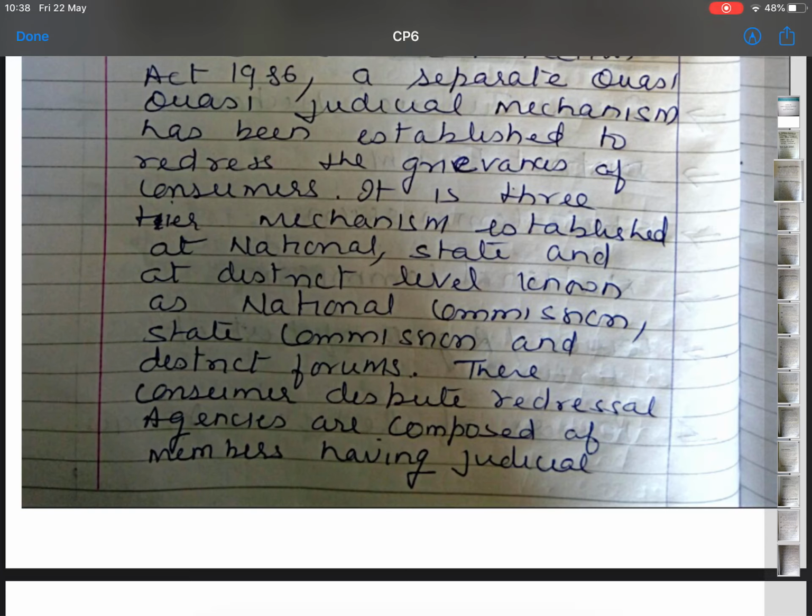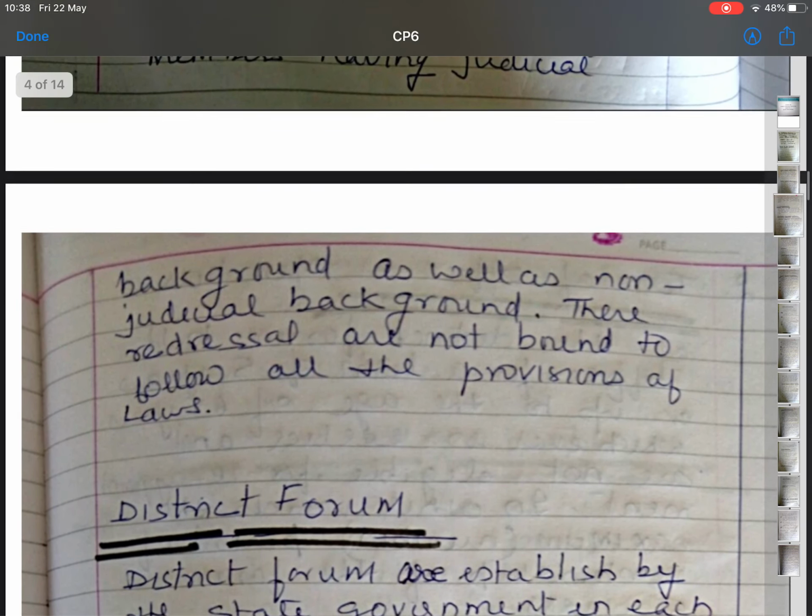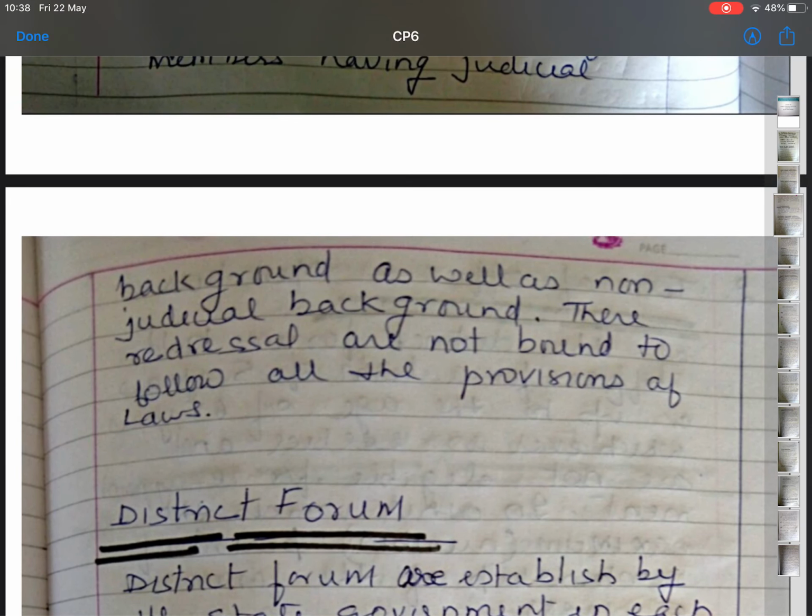These consumer dispute redressal agencies are composed of members having judicial background as well as non-judicial background. These redressal agencies are not bound to follow all the provisions and laws of the Act. They are bound to follow some of the provisions or main provisions of the Act.